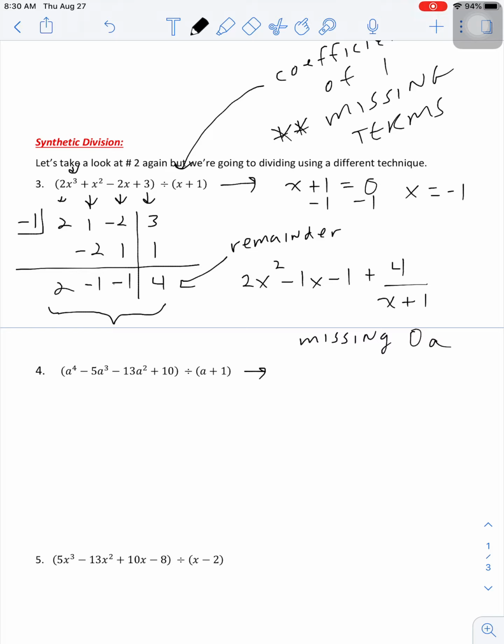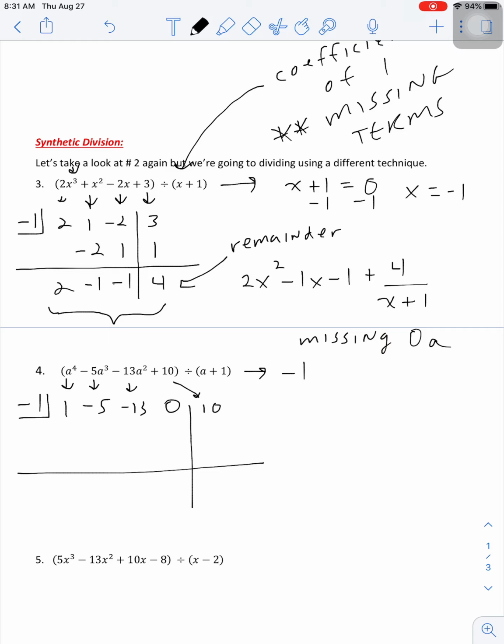On this part, I know what's going to go into the box is a -1, and it's not going to be -1 every single time. So we have a 1, we have a -5, we have a -13. I'm missing the x term, so I have to put a 0 in there, and then I have my 10. And since that's the last number, I can draw in the rest.